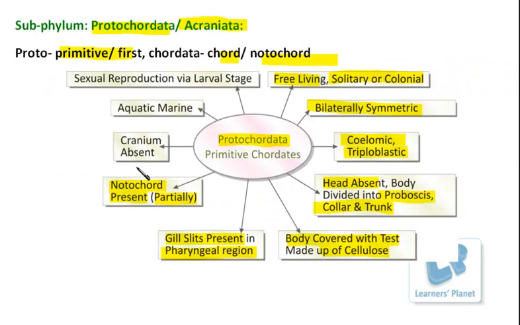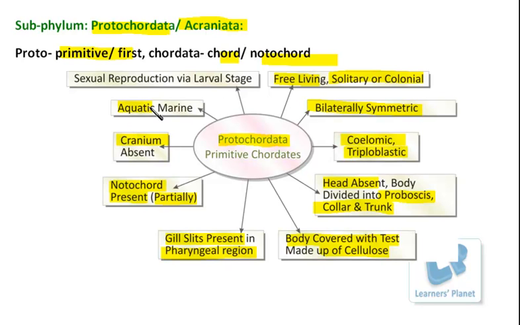Further, let us come back to the flowchart. These organisms also lack the cranium. That means they do not have the skull part in their proboscis or in the head region. Head is actually absent, so I must use the term proboscis, right? So in the anterior region, the cranium or the brain box or the skull is not present, and thus this group is known as the Acraniata.